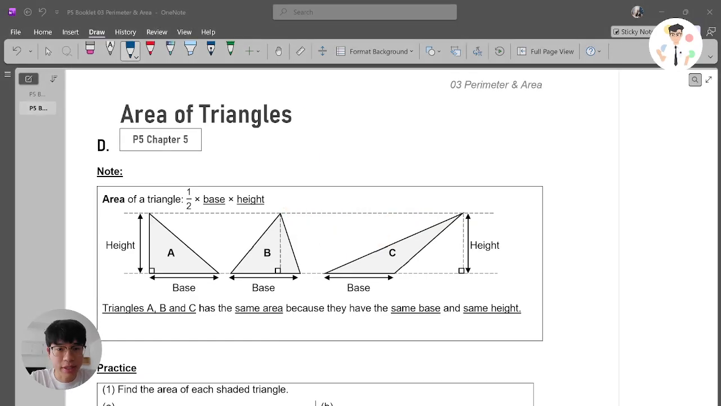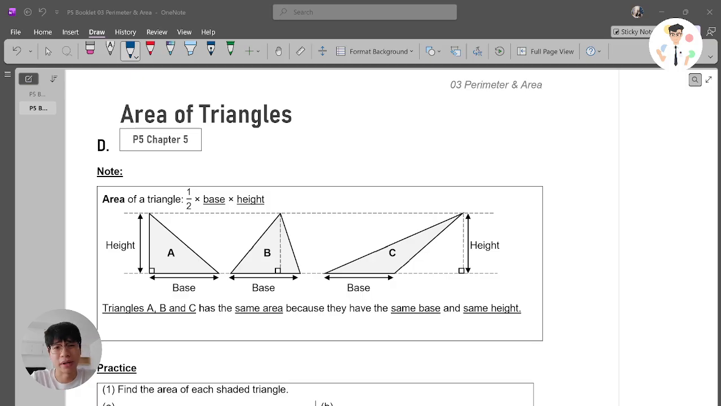Welcome back to digital class, and now we're looking at area of triangles. Now, this is the real part for P5, and whatever we did just now in the previous subtopics are all something you have learned, and this is the main part for P5.